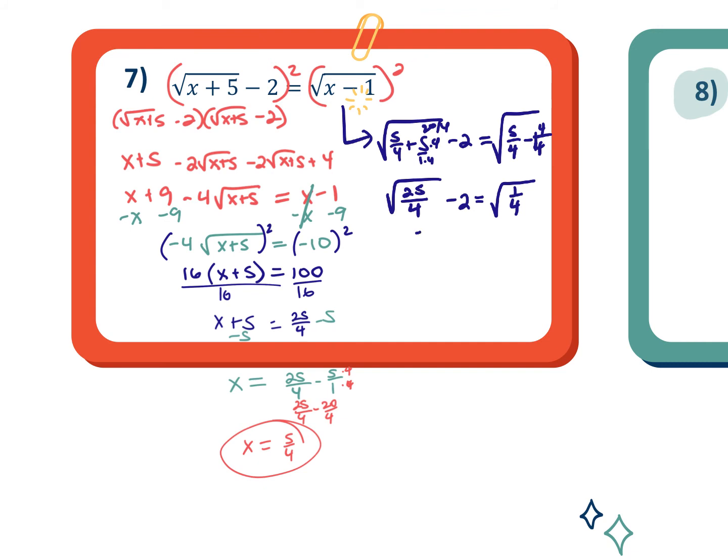That square root gets applied to both. So this is 5 over 2 minus 2 equals 1/2. This is 4 over 2, and I get 1/2 equals 1/2. Very rarely when you only get one answer does it cancel out, but it does happen, so you want to make sure you check.